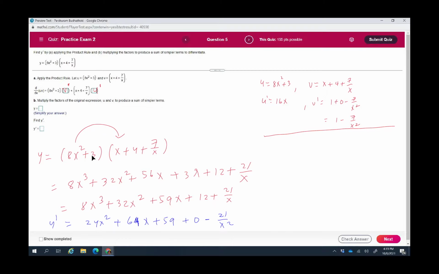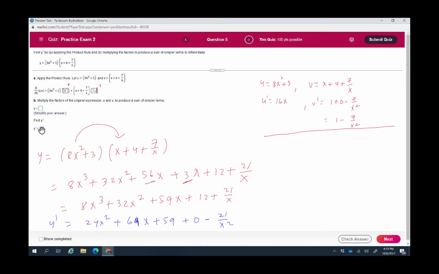And now you have to do the same thing. 3 times x, 3x, 3 times 4, 12, 3 times 7, 21 over x. So this is the product. But we can simplify this by combining the like terms, 56x and 3x. And that will be 8x cubed, 32x squared, 56 plus 3 is 59x, 12 plus 21 over x.